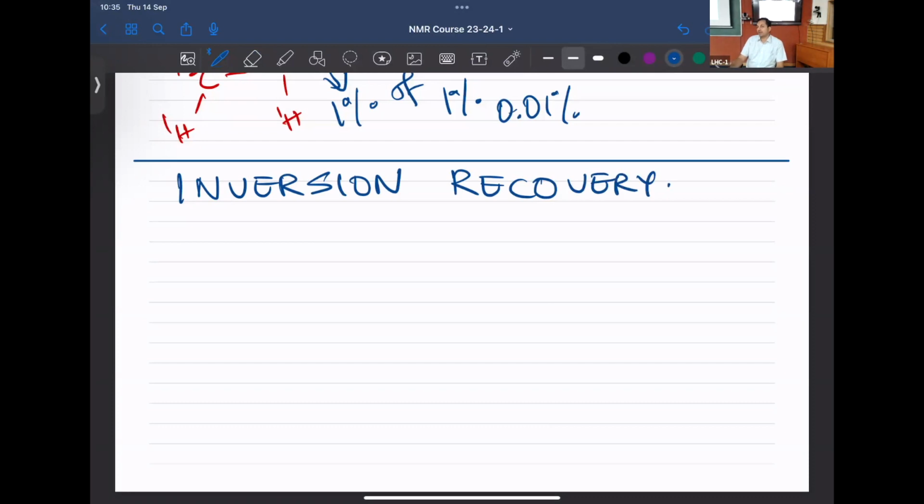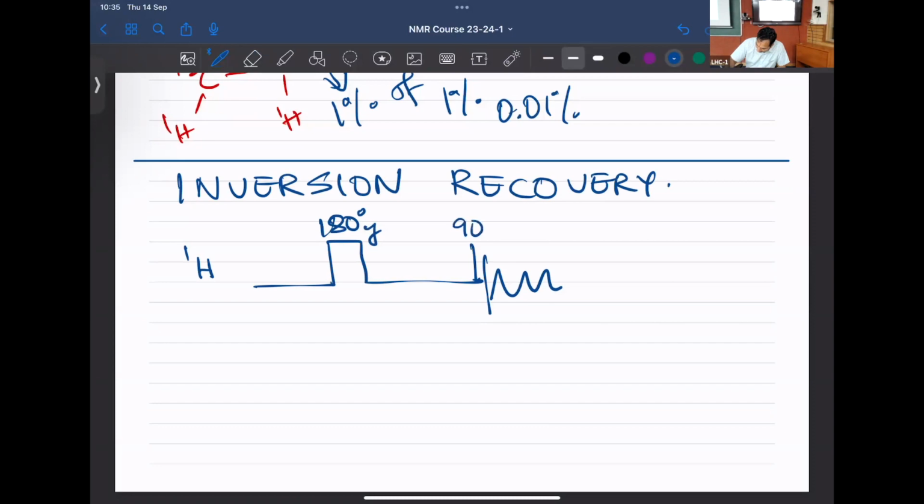What's an inversion recovery experiment? It's still a one-dimensional NMR experiment, but we'll have a pulse program that looks like this. This is a 180-degree pulse. We can have it along, say, Y. And then this is another 90-degree pulse. We can still have it along, say, Y.